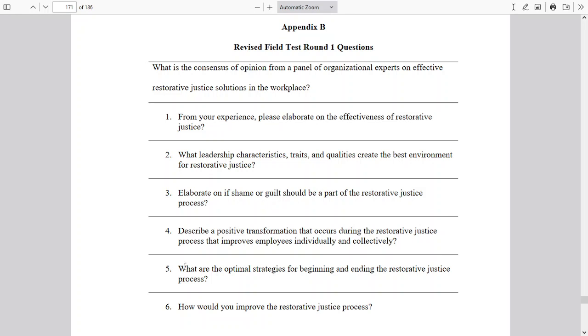Library of Congress. But so, what are the optimal strategies for beginning and ending the restorative justice process? And then finally, how would you improve the restorative justice process? Alright, so those are the questions. Now I'm going to go back up to, I think it was page 80.